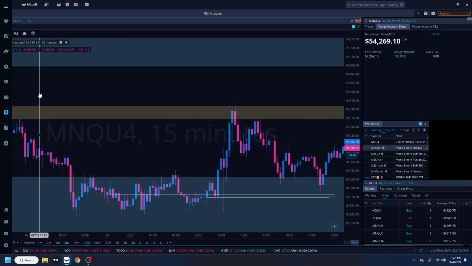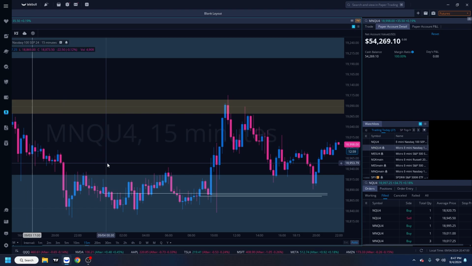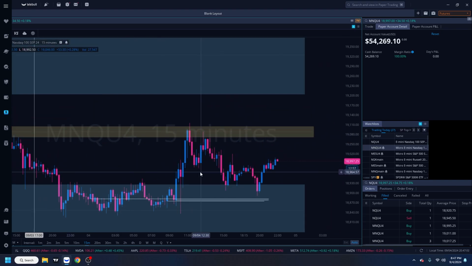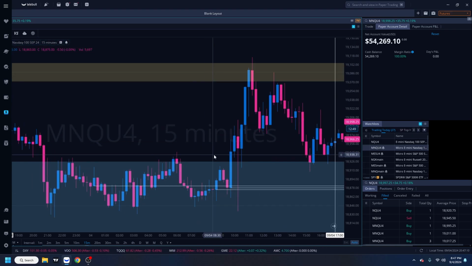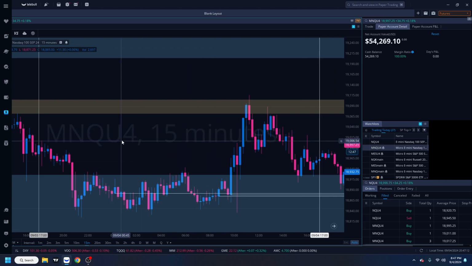So this white vertical line is the start of the new trading day for futures. So that's why that's there. All of this was considered yesterday's price action all the way up until right here, 1700. So this is 1700 to 1700. All this right here in between those two is today's price action.